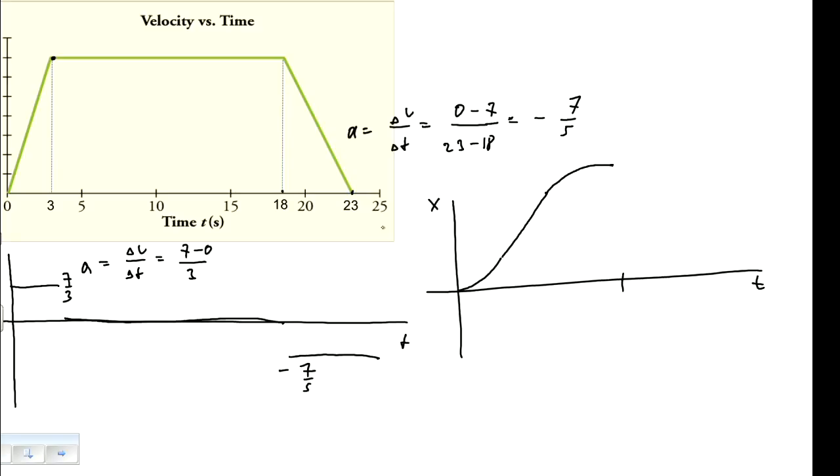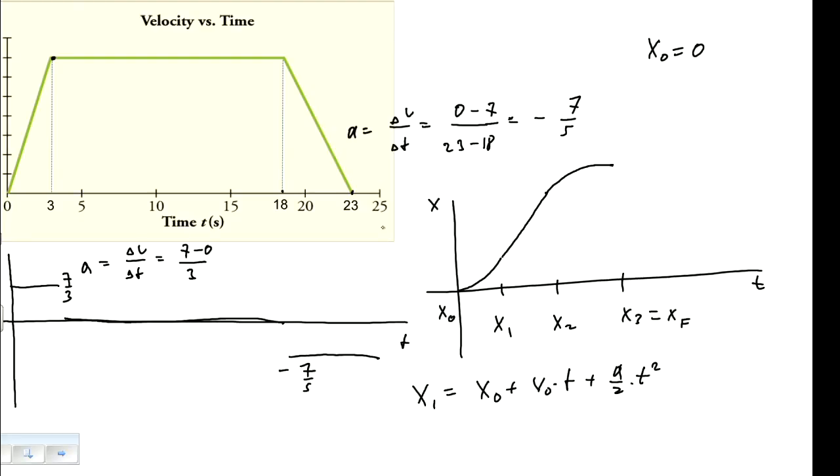It stops here. So these are important coordinates: 1, 2, 3, or this we can call final. This we can call initial. X initial equals 0. So the easiest way is using the motion equation. I'm just going to do it once. X1 equals x initial plus v initial times time plus acceleration over 2 times time squared, which is 0 plus 0 times 3 seconds plus 7/3 1/2 times 3 squared, wherever it is, that's the number.